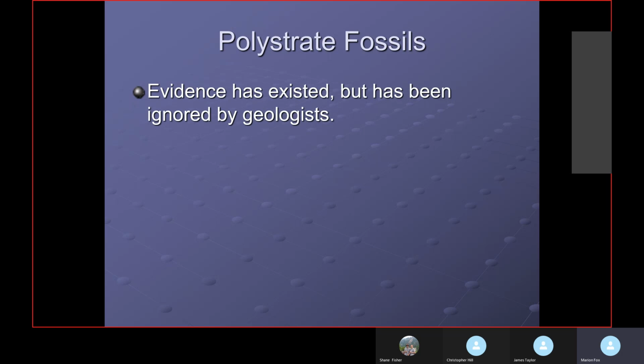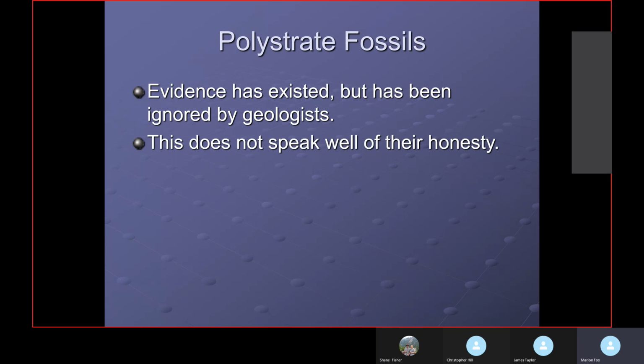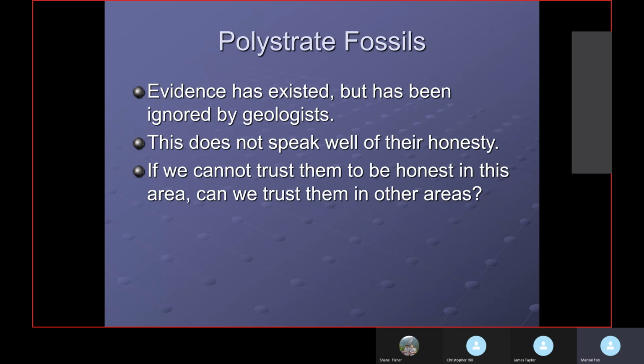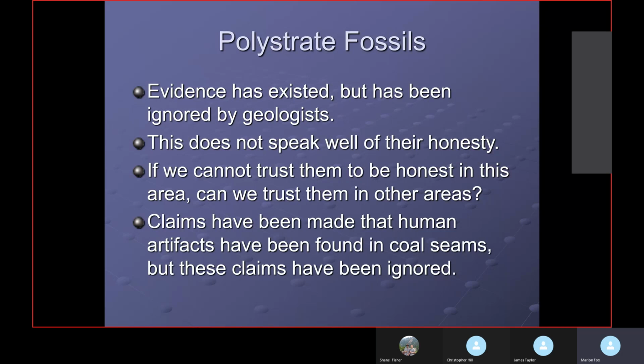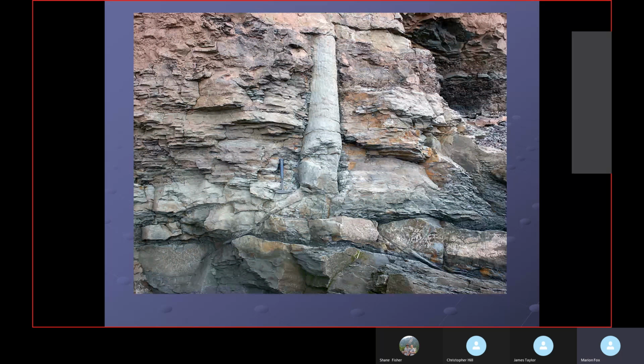Evidence has existed, but has been ignored by the geologists because they had a preconceived notion that there is no God. That was their notion. This doesn't speak well for their honesty and their ability to evaluate the evidence clearly and fairly. If we cannot trust them to be honest in this area, can we trust them in other areas? That's a good question, isn't it? Claims have been made that human artifacts have been found in coal seams, but these claims have been ignored and brushed aside.